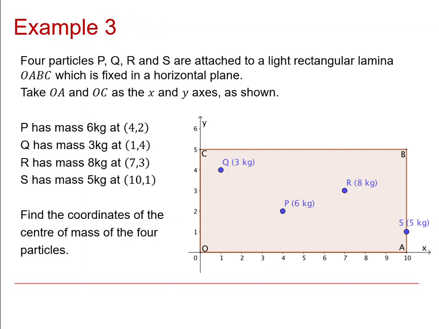Well, our first step is to take in what we've got. You've got 4 points P, Q, R, S, each with its own mass, and you've got the axes as shown. You've got the coordinates also logged there on the left. So this one is 4, 2. This one is 1, 4. This one is 7, 3. And S is 10, 1. Why have I put those figures there? Well, because I want to refer to them compactly on the next slide.